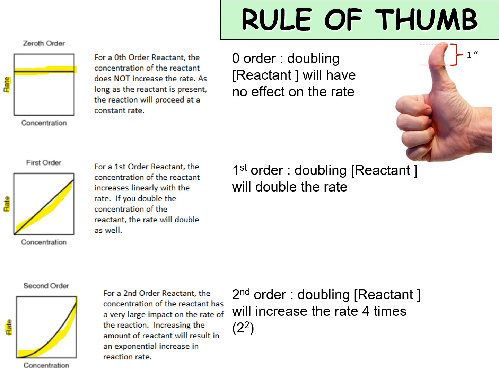But basically, if the change in concentration corresponds to a simple ratio like doubling or cutting in half or multiplying by 3 or dividing by 3, for 0 order nothing happens to the rate. For first order, whatever you're doing to the concentration is exactly mirrored by the change in the rate. For second order, you have a second power. So for example, when you're doubling the concentration, the rate will become 4 times bigger, because 4 is equal to 2 to the second power.